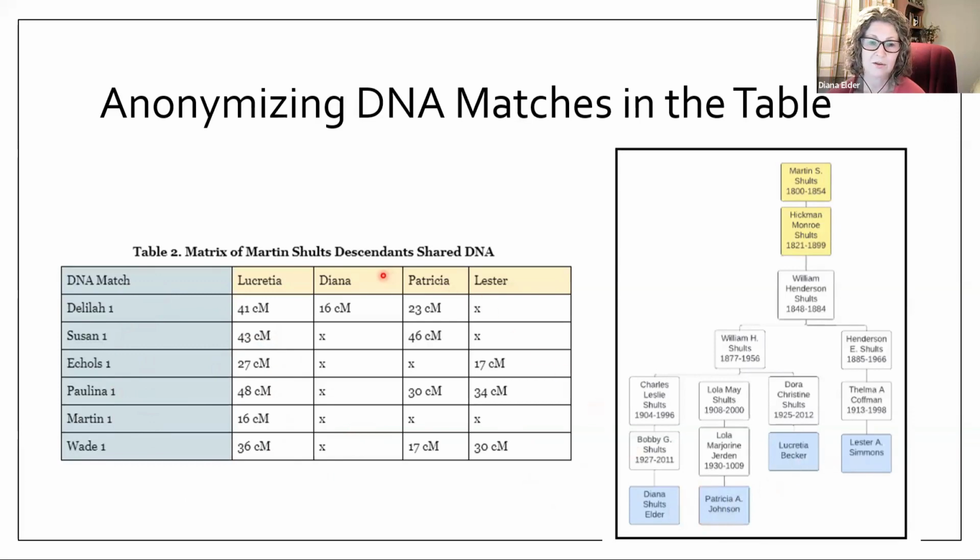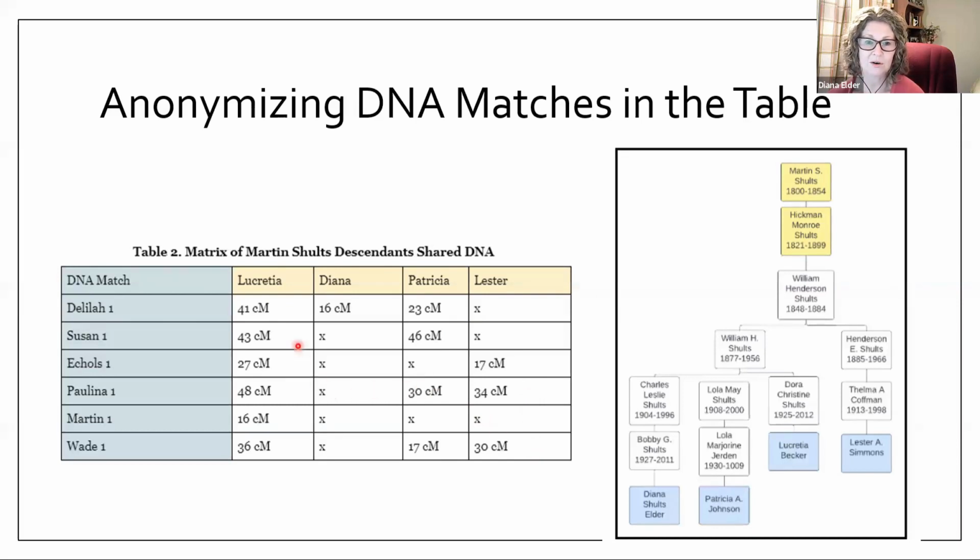myself. So then, because I have access to their DNA results, I could go check, and I could see that I actually only matched up with Delilah. I didn't match with anybody else. I'm a generation further back, so I just didn't share as much. But look at this. Patricia, she actually shared quite a bit. And then Lester shared different people. This just really shows the randomness of DNA inheritance.